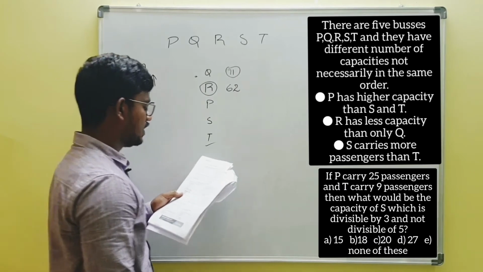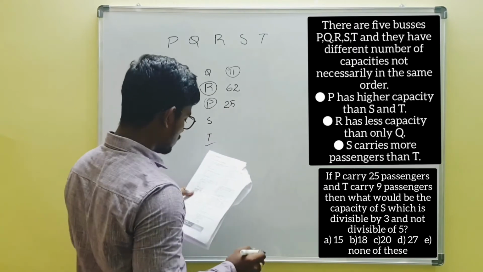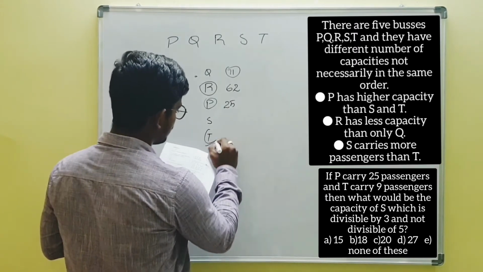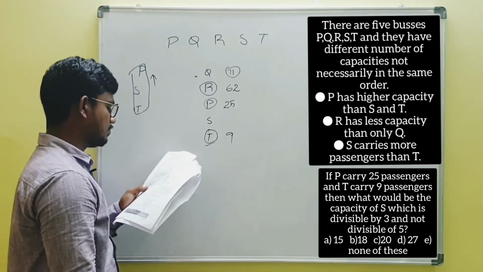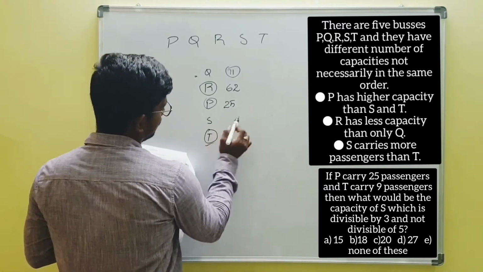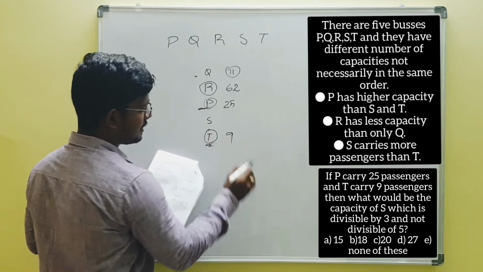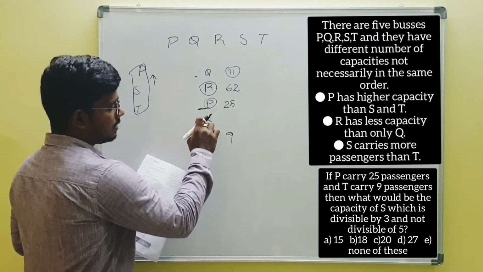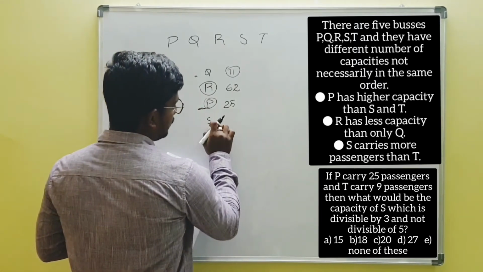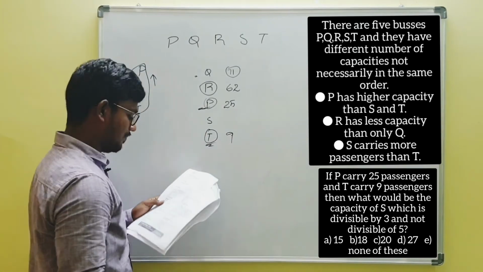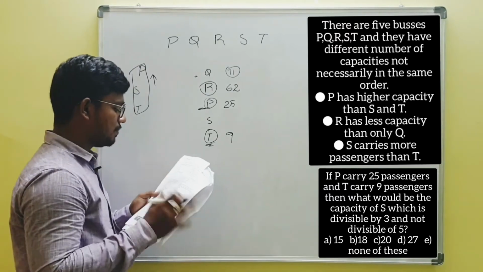If P carries 25 passengers and T carries 9 passengers, then what would be the capacity of S, which is divisible by 3 and not divisible by 5? See here, P's capacity is given and T's capacity is given. Between P and T, S is there. So the seating capacity of S must be in between 9 and 25. And it is given that it is divisible by 3 and not divisible by 5.